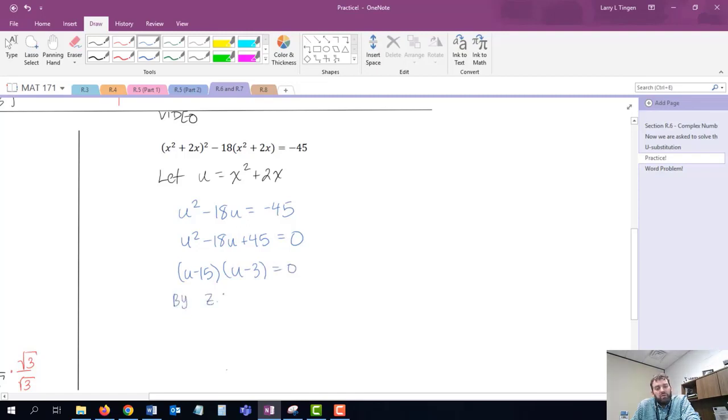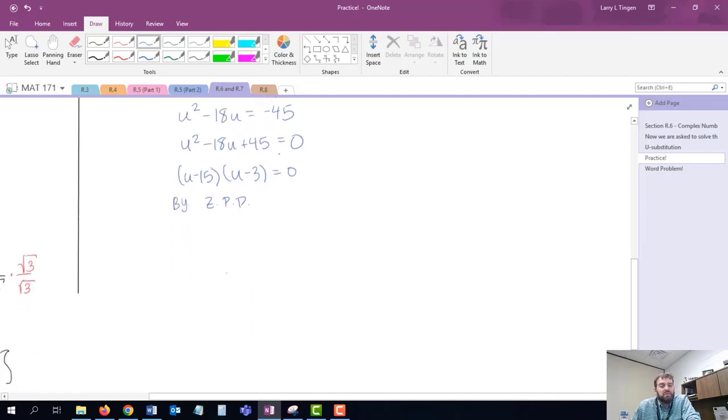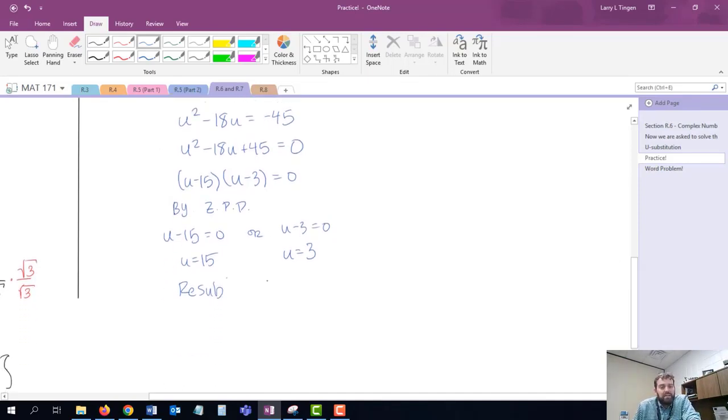By the zero product principle, we now see two things multiply to 0. One of them is 0. u minus 15 is 0, or u minus 3 is 0, which means u is 15, or u is 3. However, we have to resub, right? This problem did not start in the variable u. It started with the variable x. So I need to resub my u substitution.